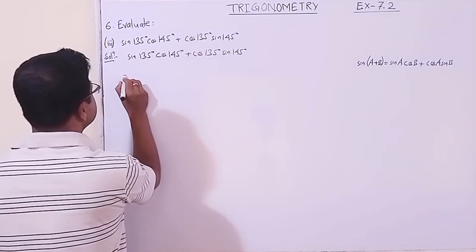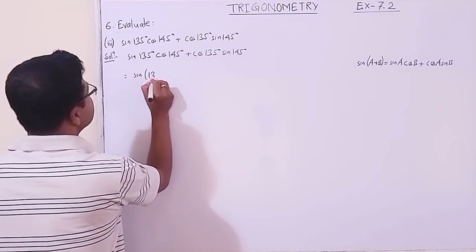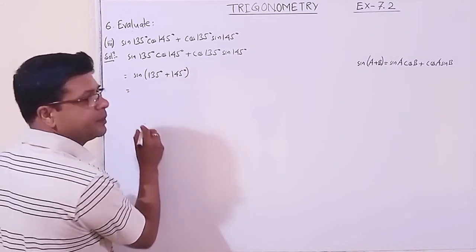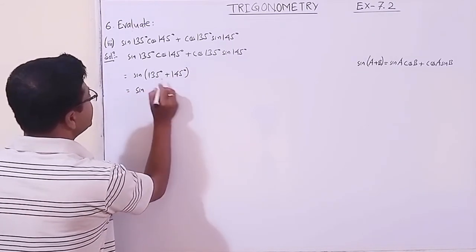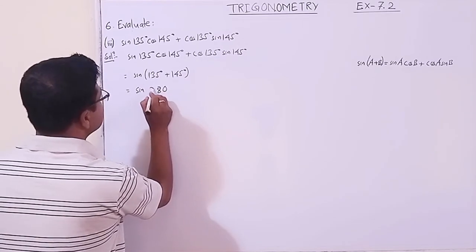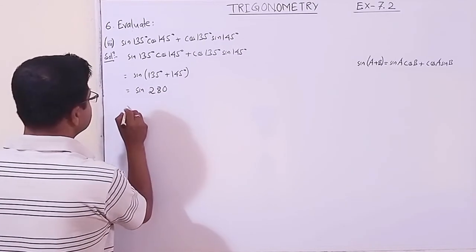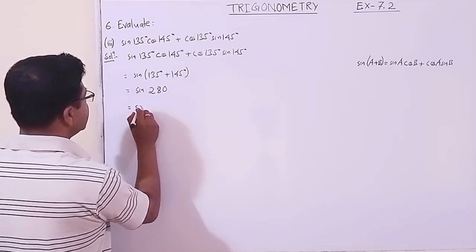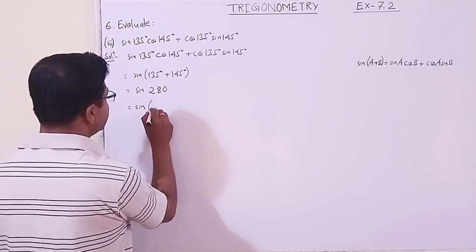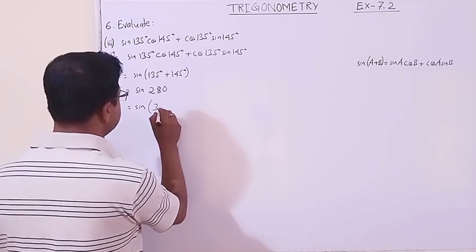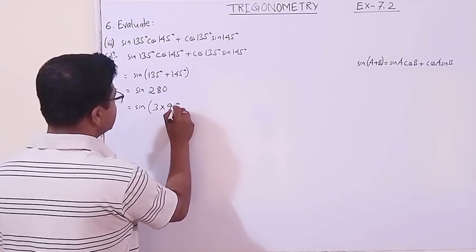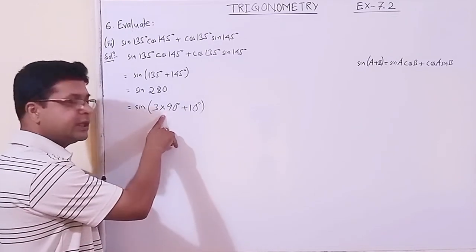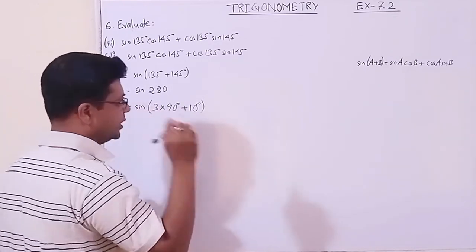If this is so, we can express it as sin of A plus B, 135 plus 145 degree. Okay, so very simple thing. Now if we have to add, this is 280 degree. Is it okay? Now have you understood? We have added. Now sine, how can we express 280 degree? Okay, in terms of 90 degree, let us convert. Have you understood? 280 means 3 into 90 is 270, 270 plus 10.